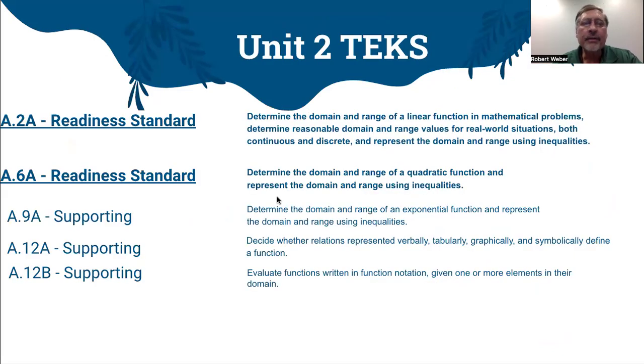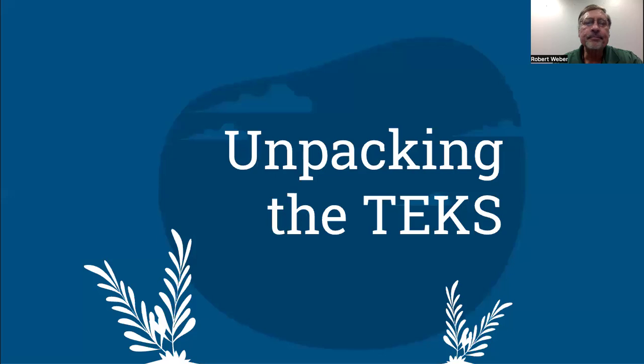There are 5 standards in Unit 2. 2 readiness standards, which you know that we have deemed essential readiness standards, our number 1 priority. Our second level priority then are readiness standards. They are generally fairly well assessed. In this case, they're domain and range of quadratic and domain and range of linear. But we have deemed them maybe not as vital. I hate to say that. We have deemed them just a standard below our essential readiness. So 2 readiness standards there, A2A, A6A, and 3 supporting standards that go with it.